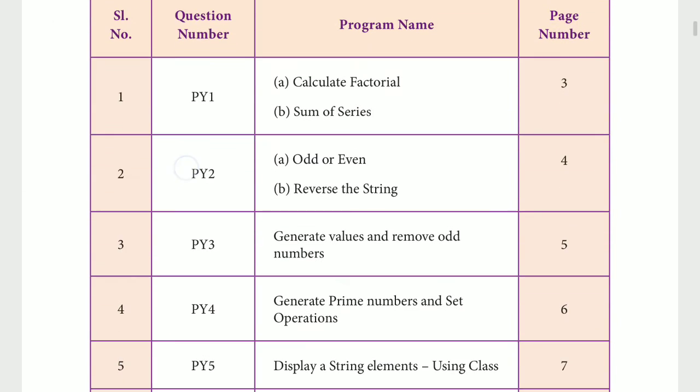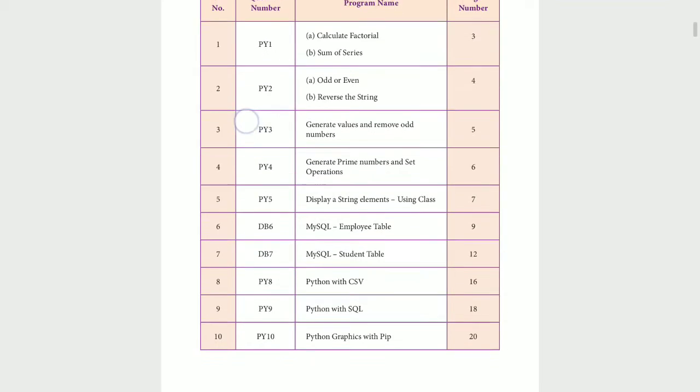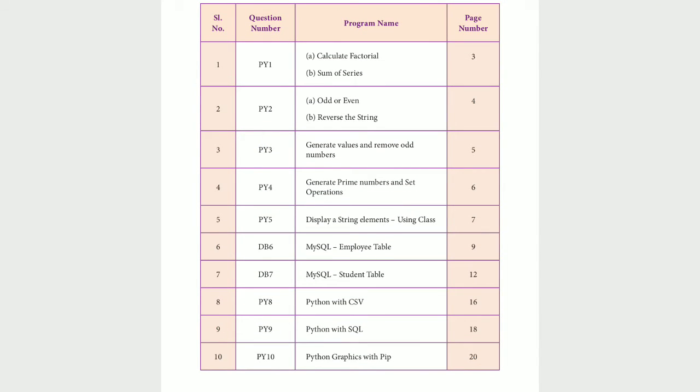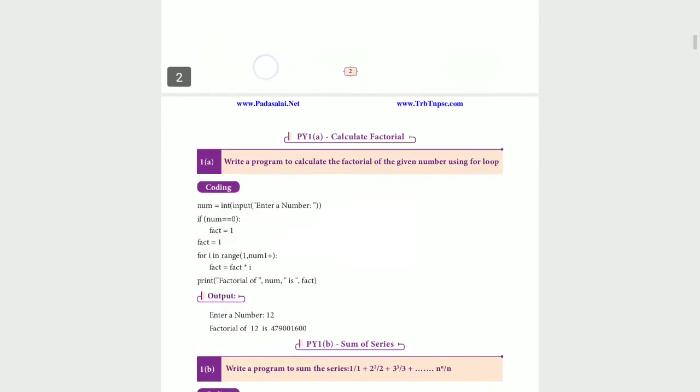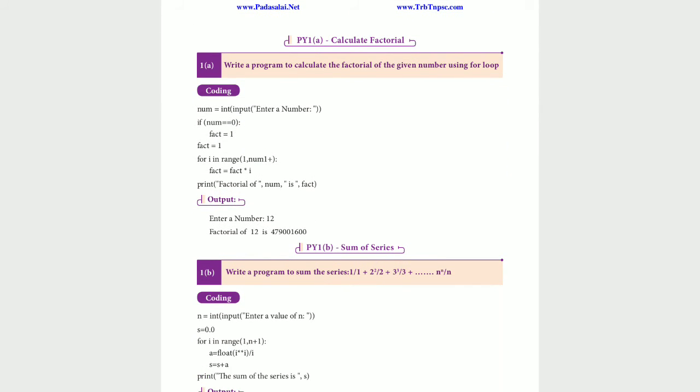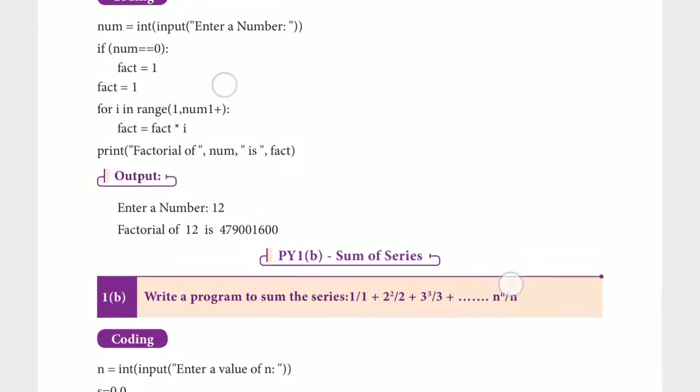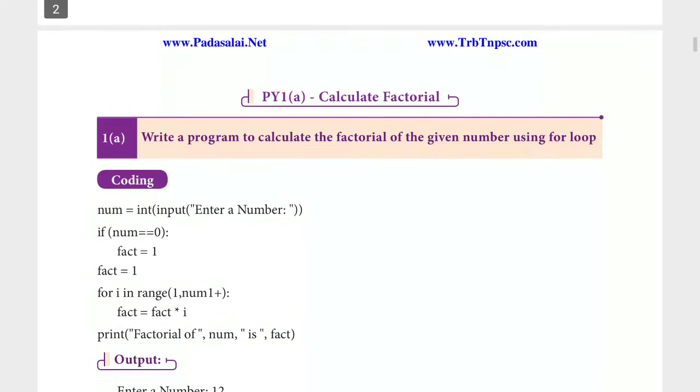So you have 10 exercises. The first two have two subdivisions: calculate factorial and calculate the sum of a series. Today we are going to see these two exercises.